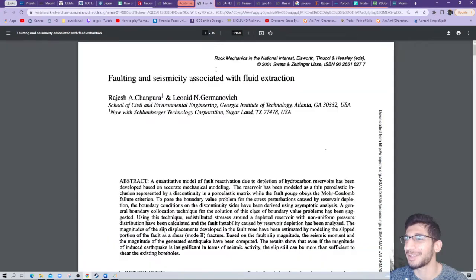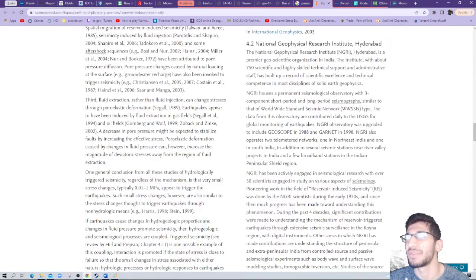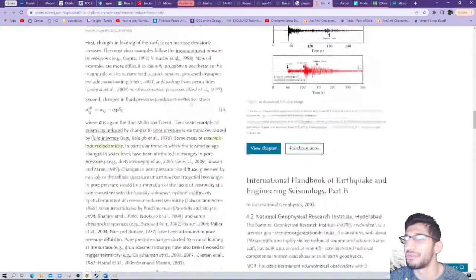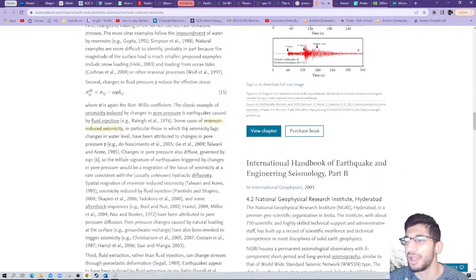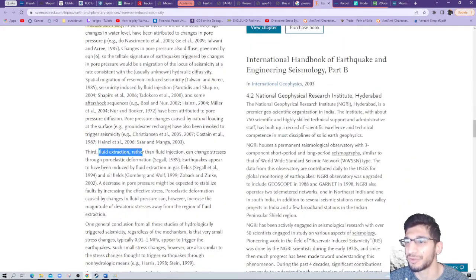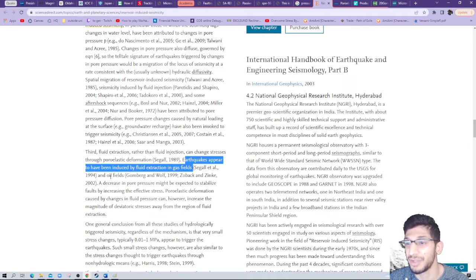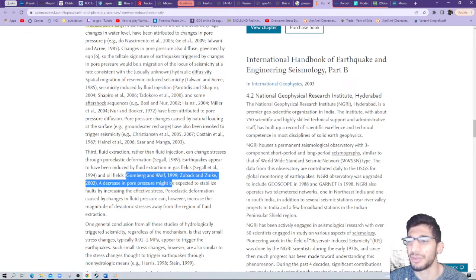And let's look at some academic papers here that do talk about it. So I noticed a trend in the ones that do support the idea of fluid extraction causing seismicity to be quite old, around 2 decades old. These are all the ones that I could find. So there's this paper here that does talk about it. Here it says fluid extraction rather than fluid injection can cause stresses through poroelastic deformation. Earthquakes appear to have been induced by fluid extraction in gas fields and oil fields. So why don't we look at those researches right here?